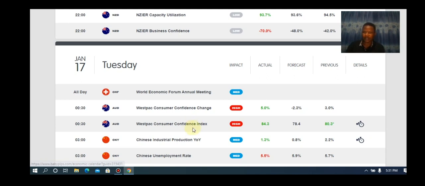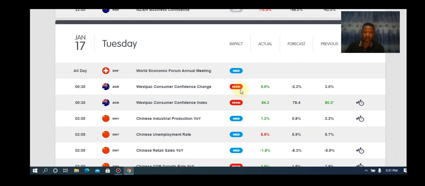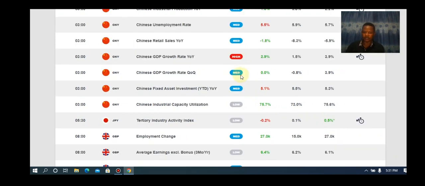You have to analyze the strength of the economy, to know whether the economy of the country wants to trade their currency, if it's healthy or sick. And we have different market impacts. Red is high market impact. Blue is medium impact. Black is low impact.